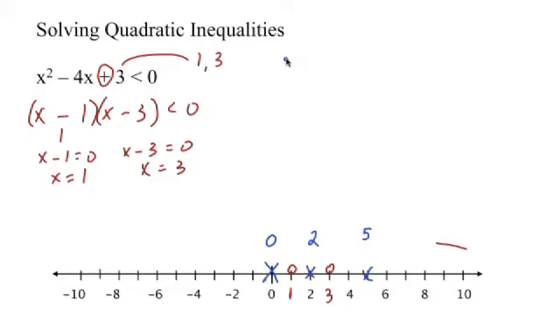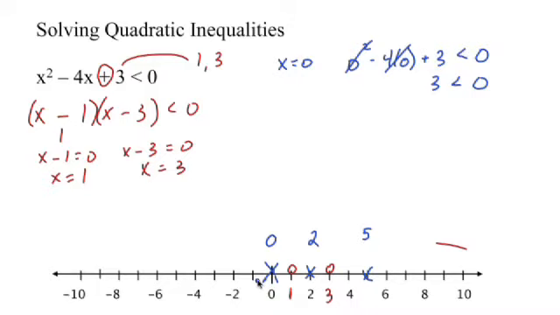When you start with x equals 0, you end up with 0 squared minus 4 times 0 plus 3 is less than 0. So basically, those cancel out. Is 3 less than 0? No. The answer is no. So this whole region does not work, this whole region of answers.